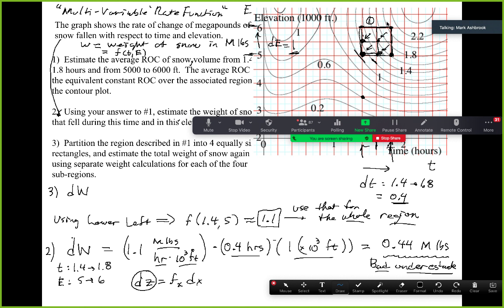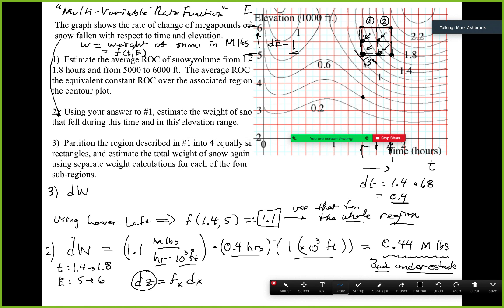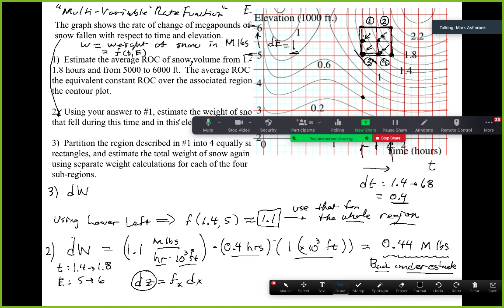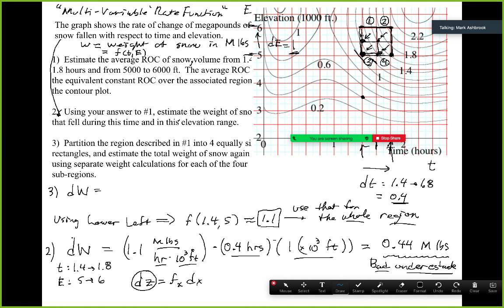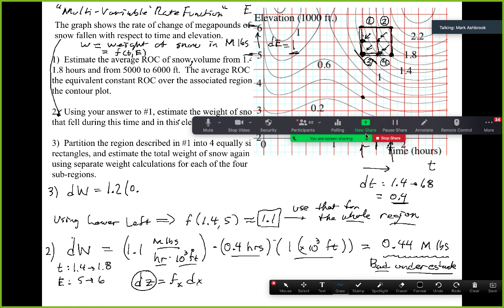Let's make this 1, 2, 3, and 4. So this will be 1, 2, 3, and 4. So for subregion number 1, what's our rate about? It's this line right here, right? What is that? 1.2. So we'll do 1.2. Now what's my dt and my de? For the subregion, it's half of what it was before because I cut everything in half. Same for that, so 0.2 and 0.5. That would be for subregion number 1.